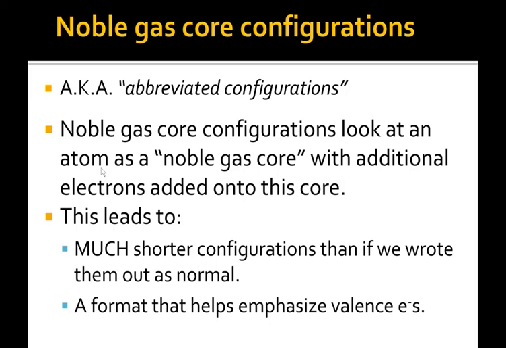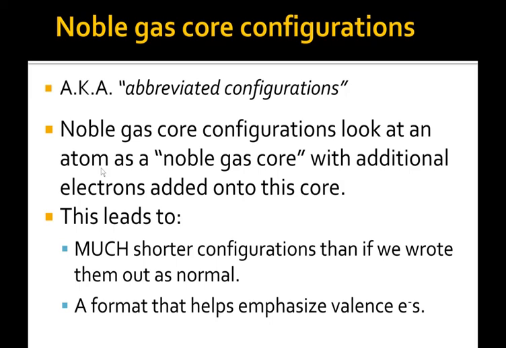What this does for us is give us a much shorter configuration than if we wrote out the whole configuration like we've normally done, especially for some of the larger elements with a great number of electrons, where you've written out electron configurations that seem to go on and on and on and have many sublevels and orbitals included in them. These noble gas core configurations give us a lot shorter version of that and help us to focus on the parts that are most important as we move forward in chemistry.